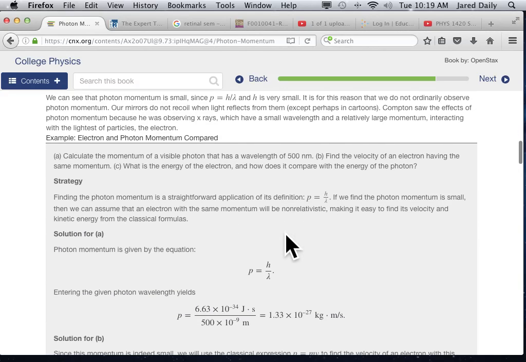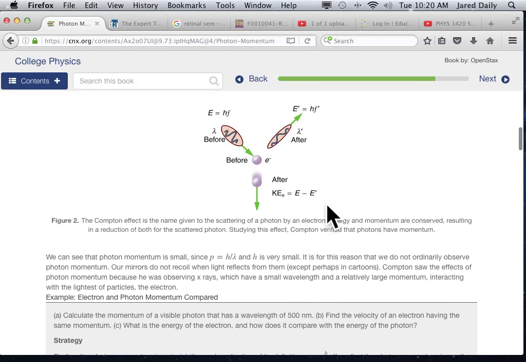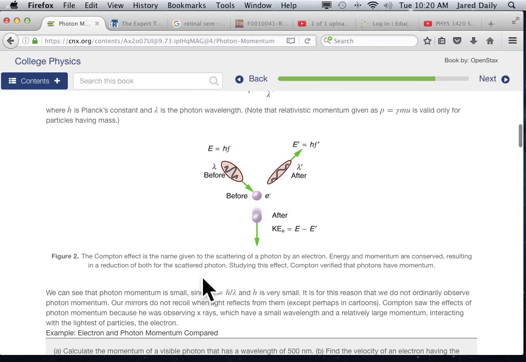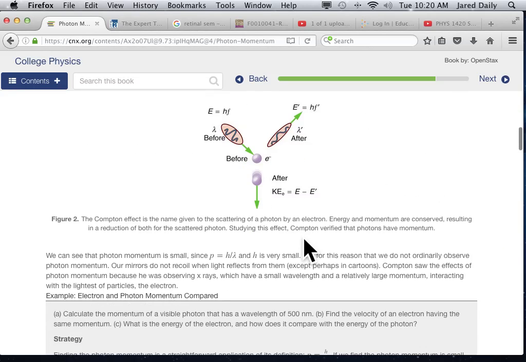So, the momentum in a photon is rather small. Let's calculate it. A visible photon has a wavelength of 500 nanometers, and photon momentum is measured by, they do give it to us right here. Here we go. It is, again, Planck's constant divided by wavelength. So it's really quite a small number.